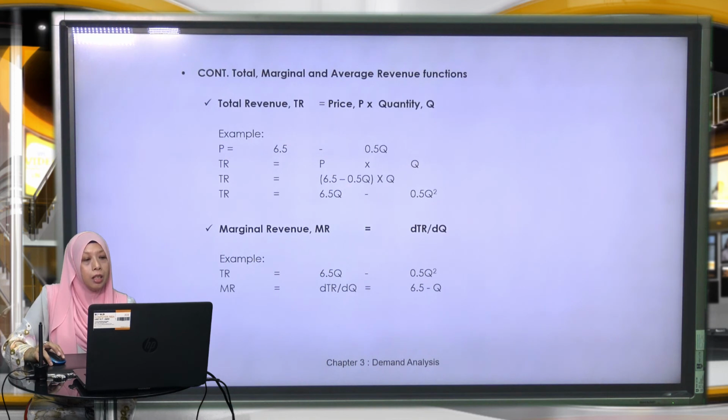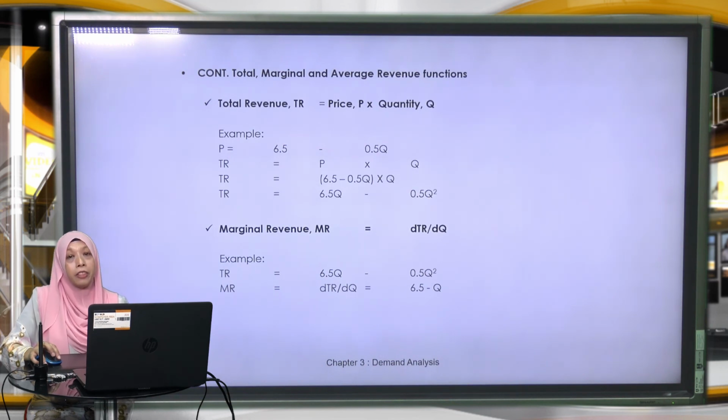Now we're going to proceed with marginal revenue. The formula for marginal revenue is the derivative of R with respect to Q. So if your total revenue is 6.5Q minus 0.5Q squared, your marginal revenue function is going to be 6.5 minus Q. Remember, if you differentiate 6.5Q, you need to use the line function, and if you differentiate a line function, you get the coefficient. And to differentiate 0.5Q squared, you have to use the power function rule, so you end up getting Q.